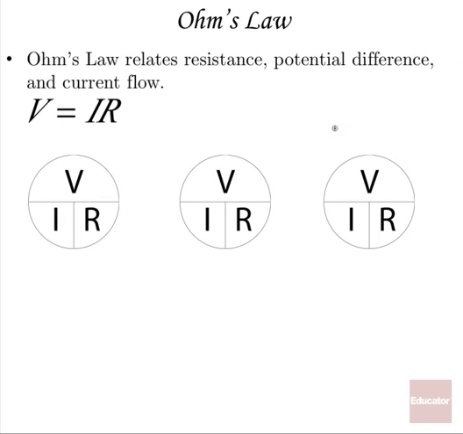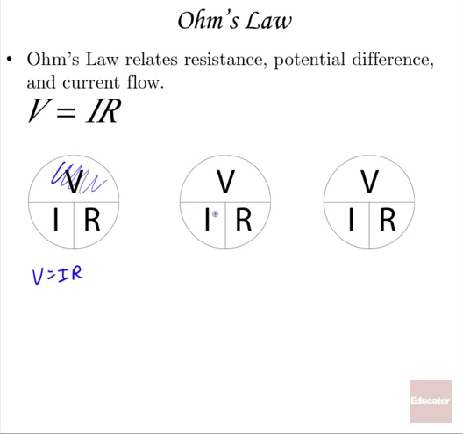So, Ohm's law. Ohm's law relates resistance, potential difference, and current flow. It can be written in several ways. V equals IR, where V is the potential drop across a circuit element, is equal to the current flow times the resistance. You use it so much that sometimes I use these circles to quickly derive exactly the version of the formula that I need. If I'm looking for V, I cover up the V on the circle, and I find out that V is equal to I times R.